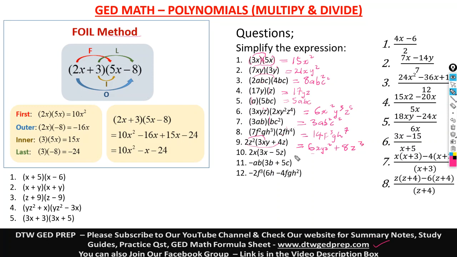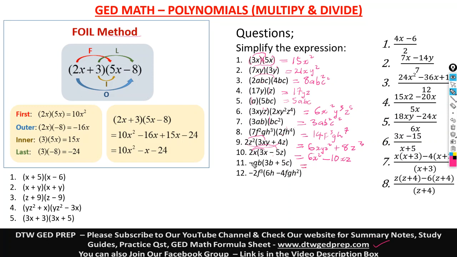You see that? So here, 2x times 3x will give us 6x squared, x times x, x squared. Then 2x times a negative 5z will give us a negative 10, 2 times 5, 10. Then x times z, xz.